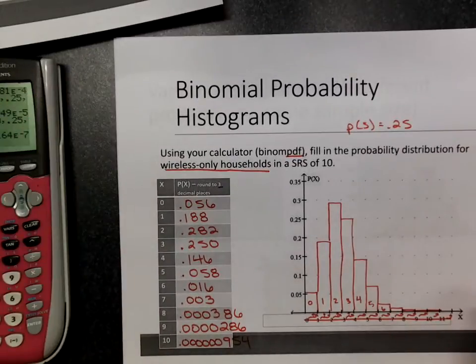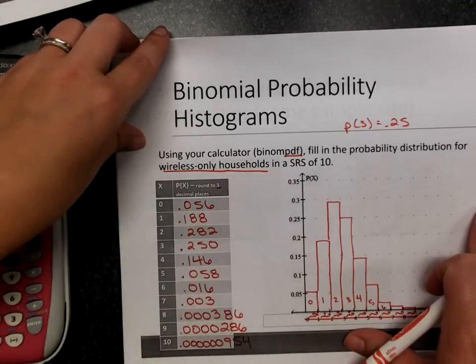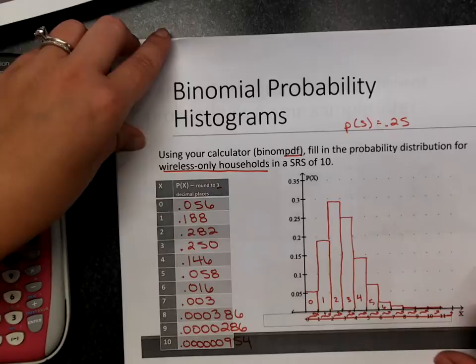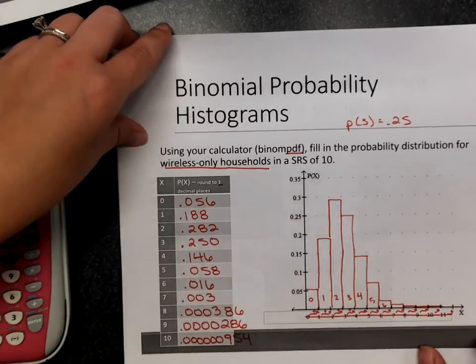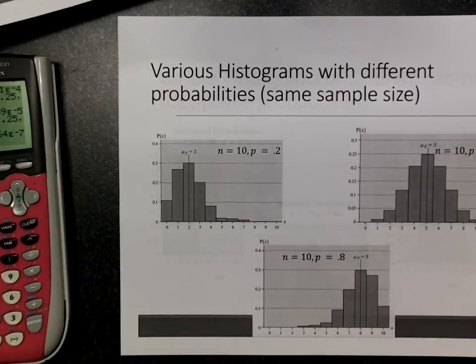Okay. So it makes a histogram. You don't ever have to do this by hand yourself. They're already going to be drawn for you. I just wanted to show you where these numbers are coming from. So we're just going to look at some histograms and compare and discuss what's going on.